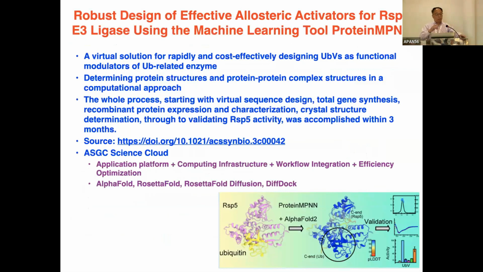So the user, a scientist and biologist, built by himself a virtual solution for rapid and cost-effective design of a functional modulator of some kind of enzyme, making use of tools such as AlphaFold and RoseTTAFold, using a diffusion model or something like that, supporting the whole process, starting from the sequencing, design, the gene synthesis, etc.